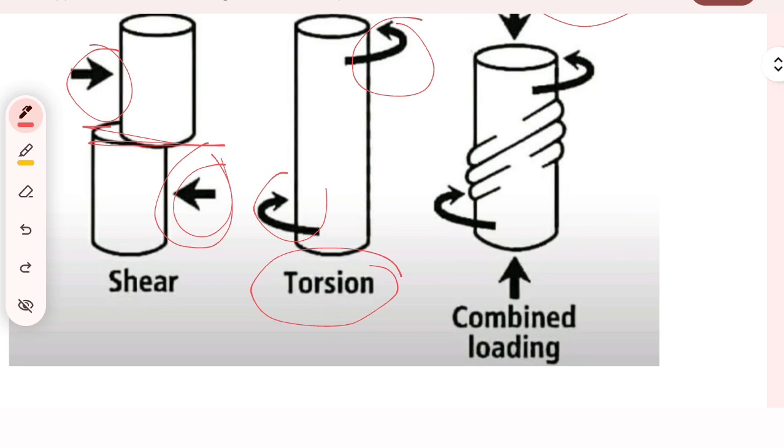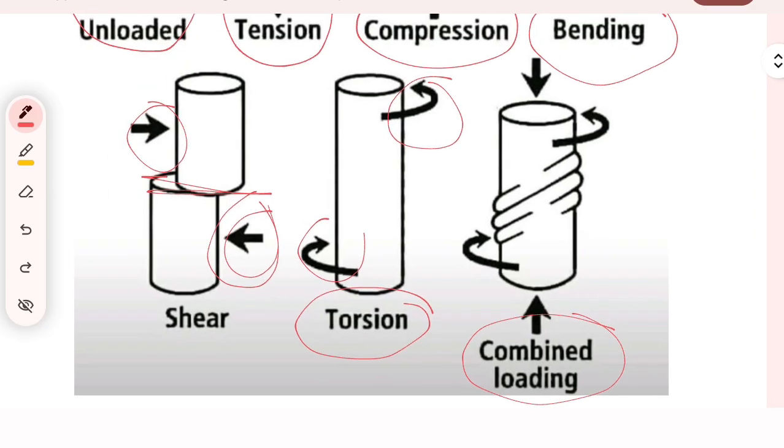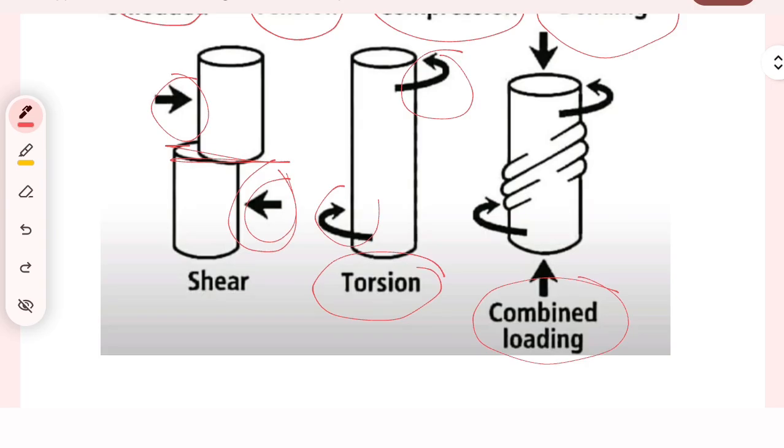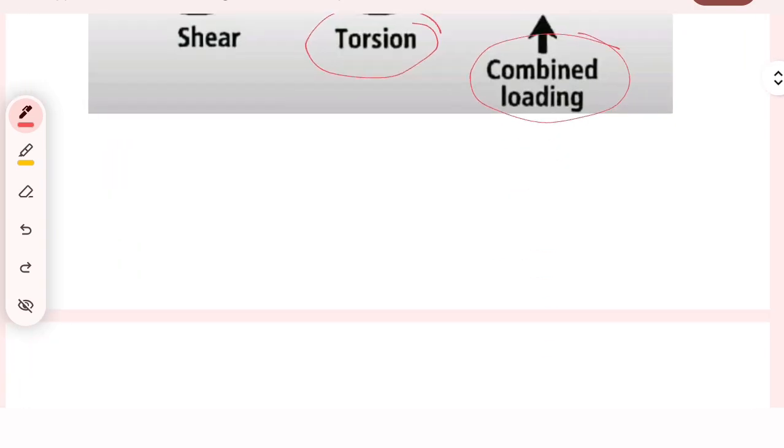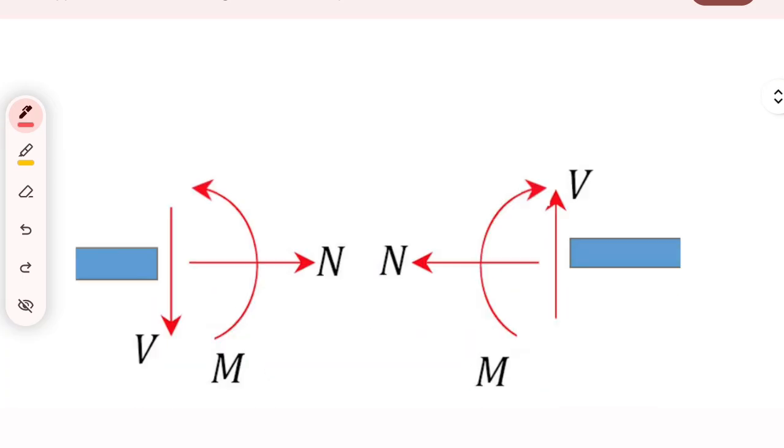And of course, there's what we call a combined loading. When you see so many types of forces acting on the object, there's an axial force, there's torsion, there's bending. That is what we call the combined loading, where you see so many forces acting on the object.